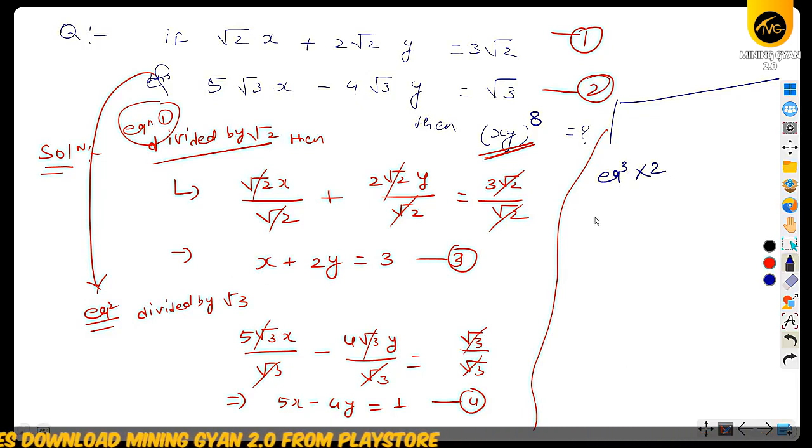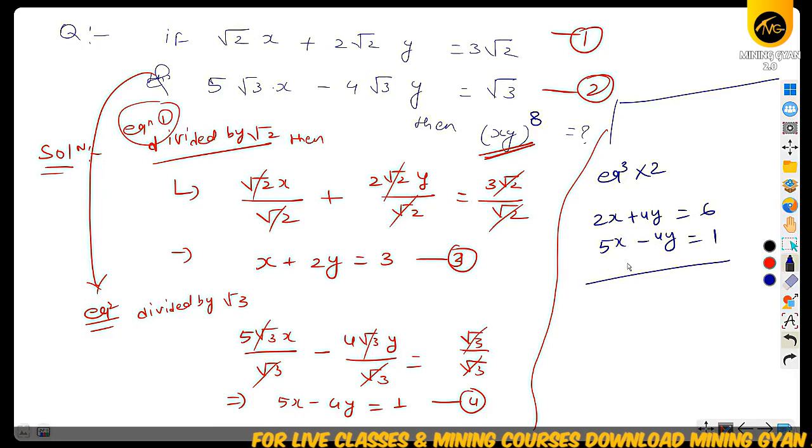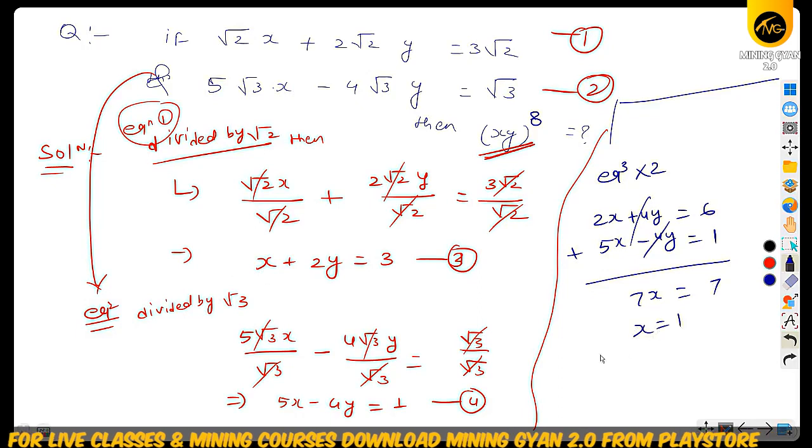So 2x plus 4y is equal to 6, and 5x minus 4y is equal to 1. So 4y cancels, just add, not minus, plus. That means 7x is equal to 7. So x is equal to 1.